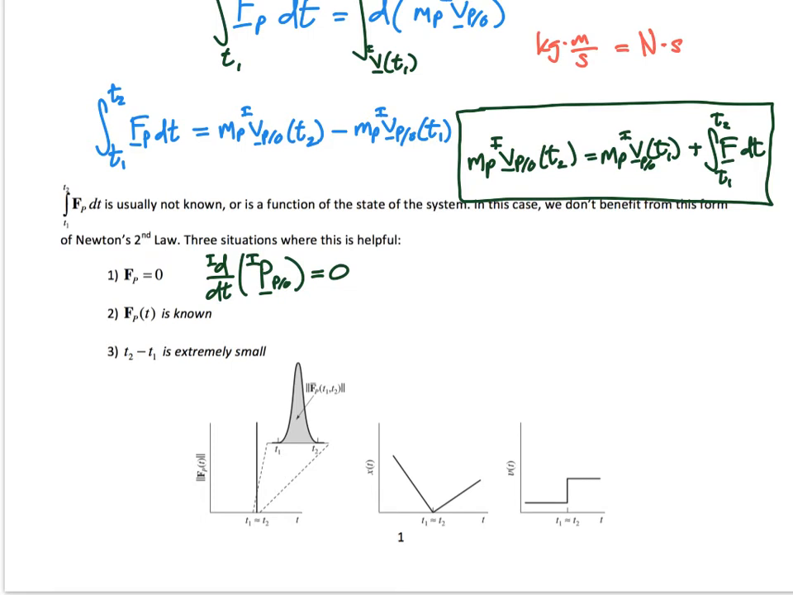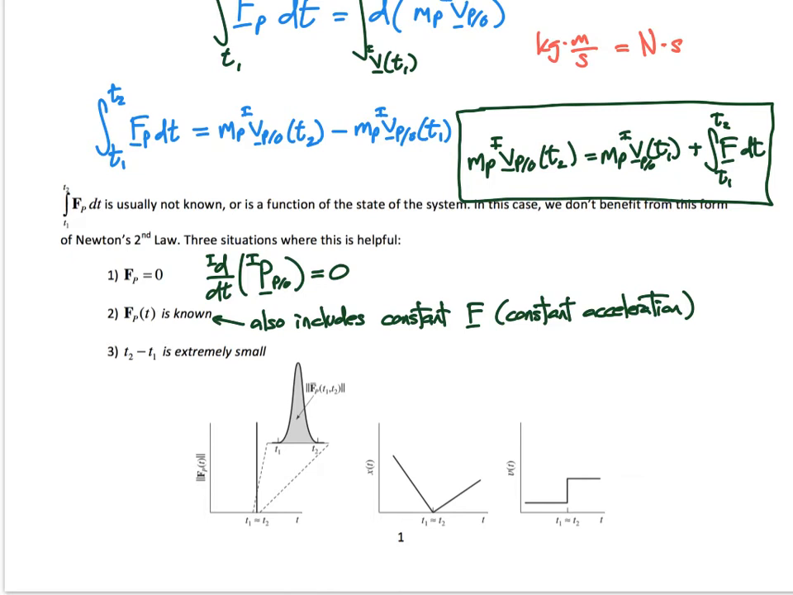The second situation where this form of Newton's second law is extremely helpful is when we know the force as a function of time. And hopefully this is obvious from the expression, but if we know force as a function of time, we can integrate that over time, and then that gives us the relationship between our momentum at time 1 and time 2. Two common ways that this occurs are when force is a constant, so that means there's constant acceleration on the system, or when we've measured force over time using an instrument like a load cell that's attached to the system to be able to get that information.